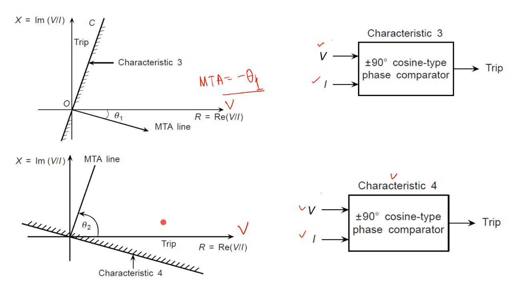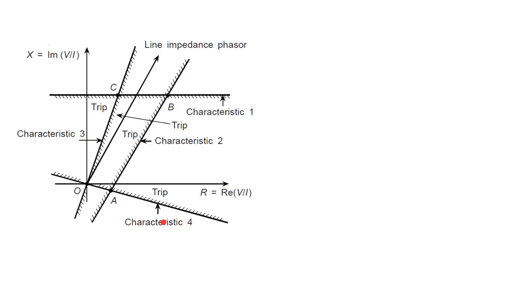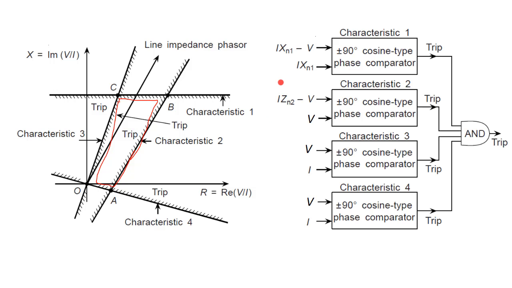Now, how will we find the intersection of these 4 characteristics? If we pass all the trip outputs of these comparators through an AND gate, then we can very easily find this quadrilateral relay, the characteristic of the quadrilateral relay. This is your characteristic of the quadrilateral relay. Just by ANDing these outputs of the comparators we can find it.